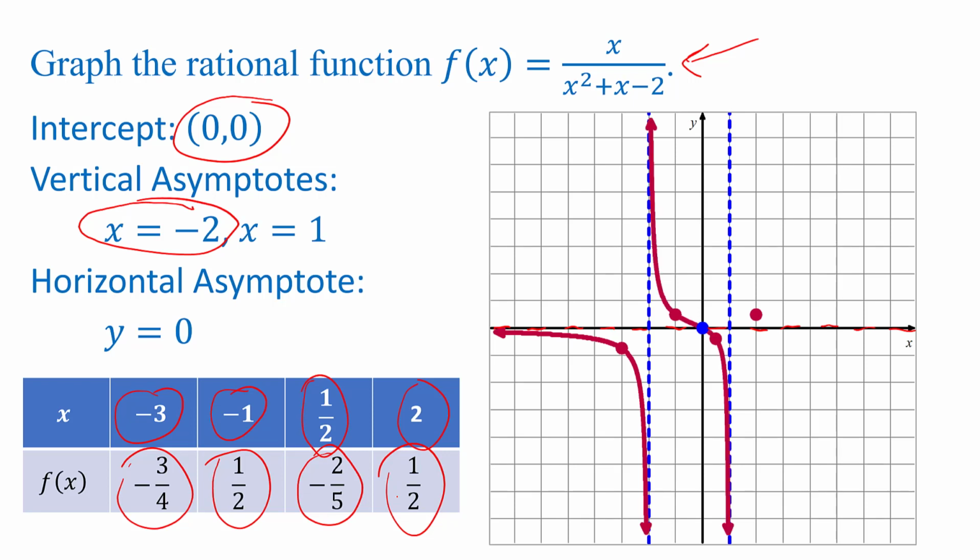Drawing a graph that passes through these 3 points and approaches the vertical asymptotes looks like so. Then we move to the right of x equals 1 to the point (2, 1/2), which tells us the graph is above the x-axis in that region. The graph again approaches both the vertical and the horizontal asymptote. This is what our final graph would look like.